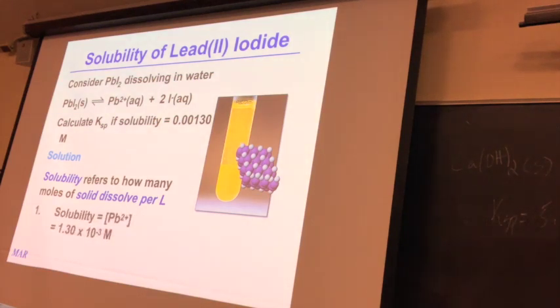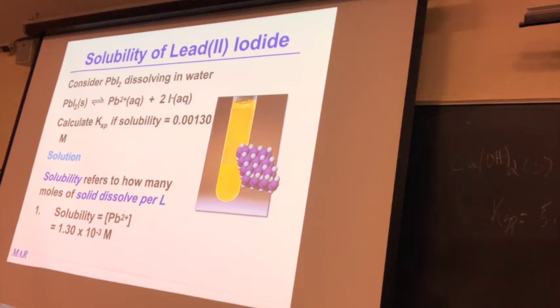So in this case, the solubility, how many moles of the solid dissolve, is going to equal the lead 2+ concentration. And I can say that because 1 mole of PbI2 makes 1 mole of Pb2+. Because it's a 1-to-1 ratio, the same number we had here is equal to the solubility of the lead 2+. If the solubility was equal to the lead, 1.30 × 10^-3, what do you think the relationship would be between solubility and the iodide?